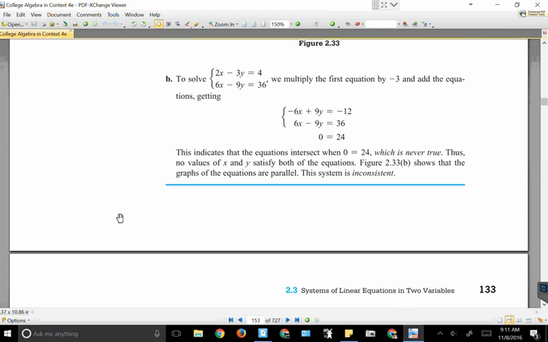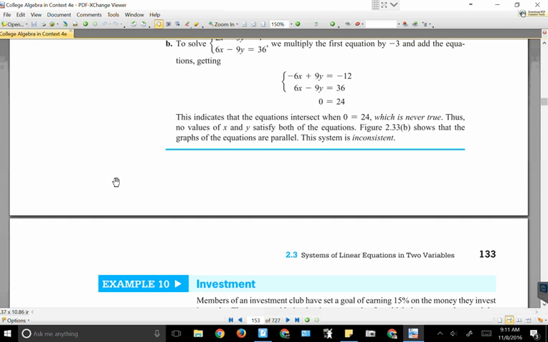Now, when I go through and do B, I do the math, I say that 0 is equal to 24. Just because you get something like this doesn't mean that the equations are wrong. It just means that these are parallel lines. They will never intersect, so therefore there is no point in time that they will be equal. Therefore there is no solution. These are inconsistent.